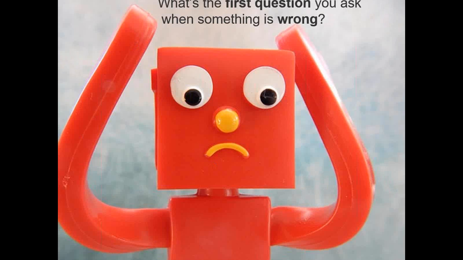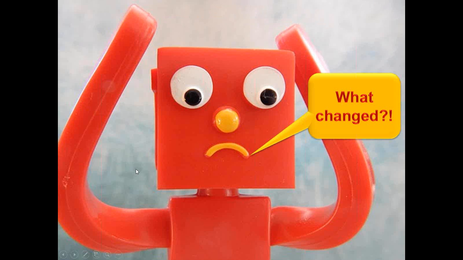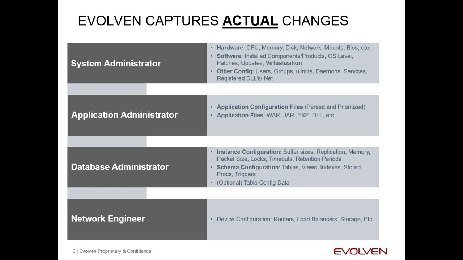So first, let's start and talk about what is the first question you ask when something is wrong. You're in IT, problems happen. What's the first question? Every time I ask this question, the answer invariably is: what changed? What changed in the environment? What's different about now versus yesterday or an hour ago even? And Evolvin at its core is capturing these actual changes. Evolvin is looking at these actual changes.